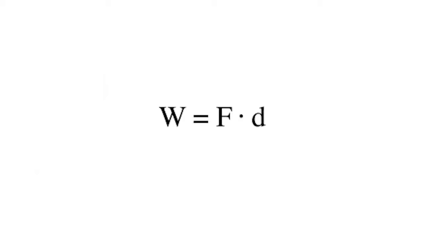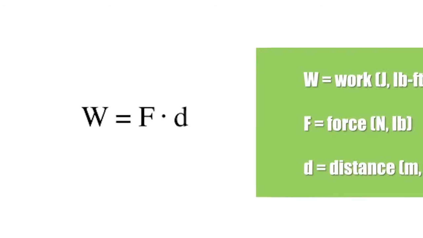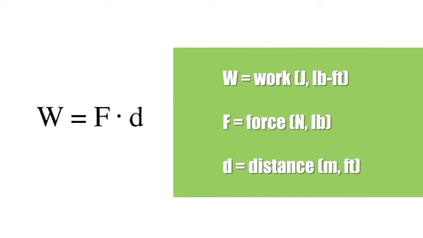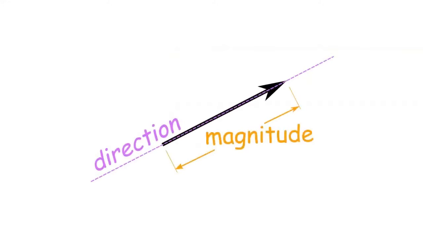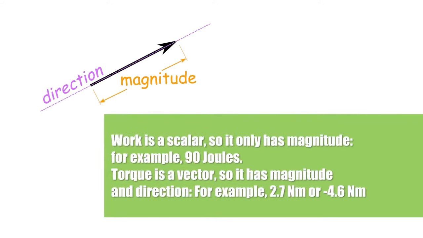But before we discuss power, we need to define work. Work is force applied over a distance. It's expressed in units of joules, where 1 joule equals 1 Newton meter, or in units of pound-feet. Although work and torque have the same units, Newton meters or pound-foot, work is a scalar quantity, meaning it has a magnitude but no direction. Torque, on the other hand, is a vector quantity, meaning it has both magnitude and direction. This is why torque can have a negative or a positive value depending on the direction of rotation, but work can only have a positive value.